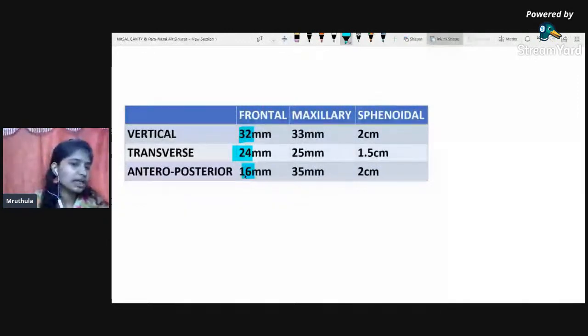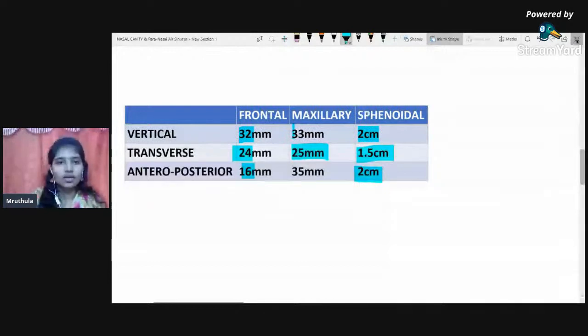You can see this is the multiple of 8. So just as multiples of 8, you can remember this number. And for the sphenoidal sinus alone we have mentioned in centimeters. So if you're keeping it in centimeter, keep it in centimeter. If you're keeping it in millimeter, memorize the same way, so that you don't get confused with those values. So these are things you need to memorize by yourselves.